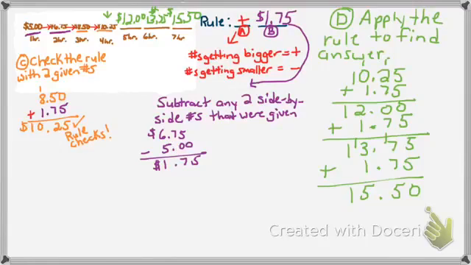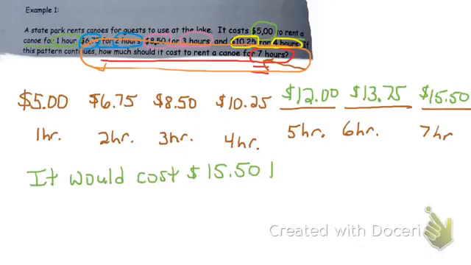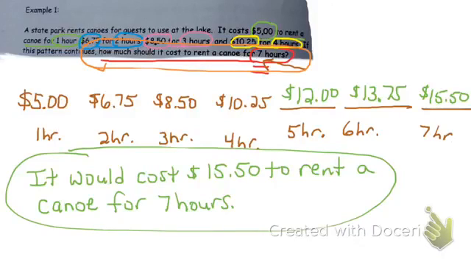Let's stop and go back to the original problem to write a good sentence answer. So I go back to my original problem, and the question says, how much would it cost to rent a canoe for 7 hours? So it would cost $15.50 to rent a canoe for 7 hours, and that's my final answer for example number 1.